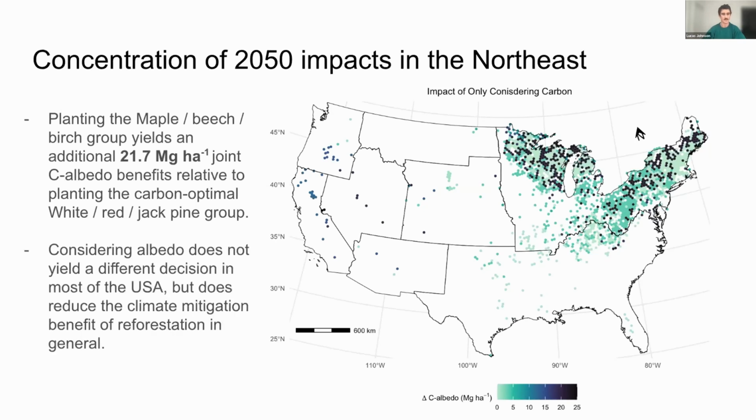I also want to highlight that considering albedo at this time horizon does not yield a different decision in most of the United States. That's pretty clear given that most of the map is white, but considering albedo does reduce the climate mitigation potential of reforestation in general, and sometimes substantially.